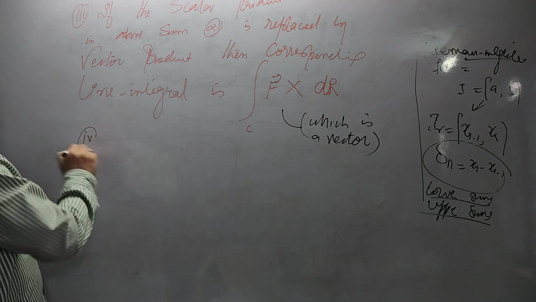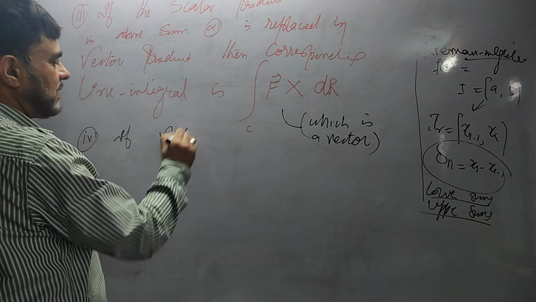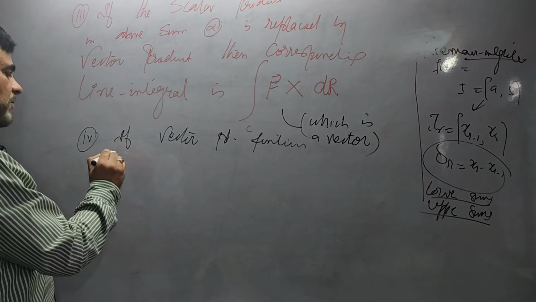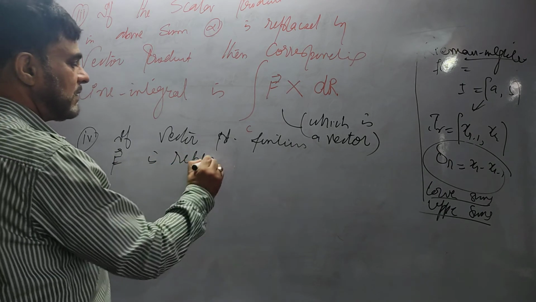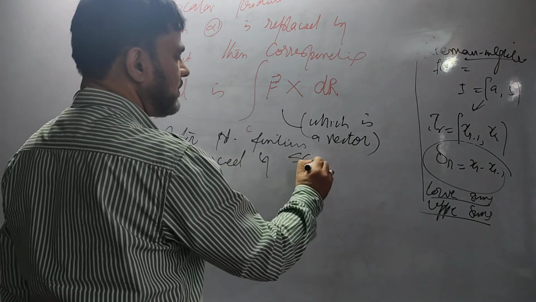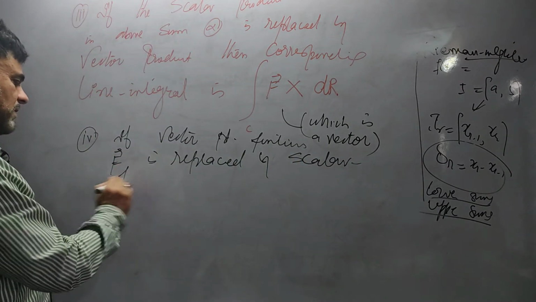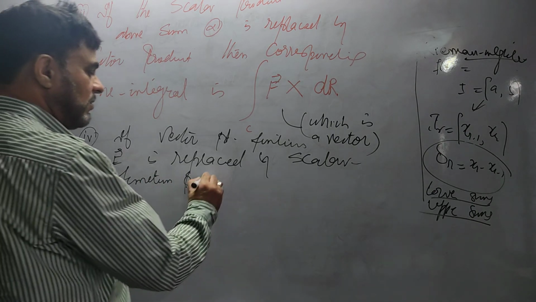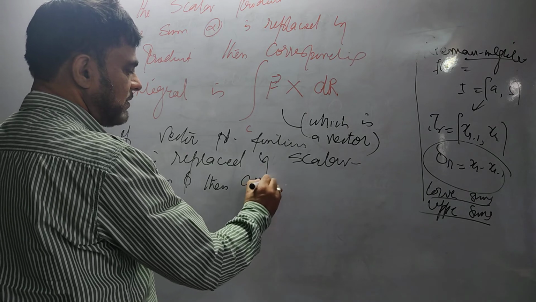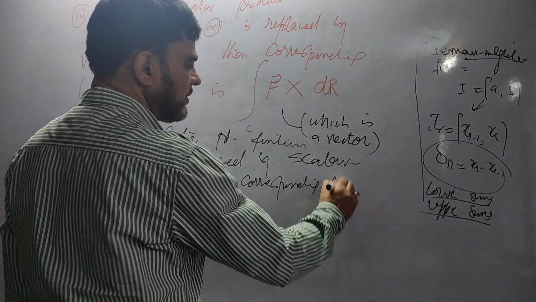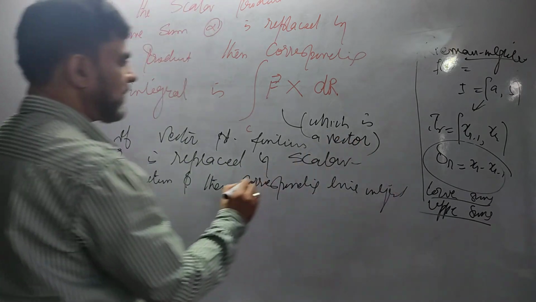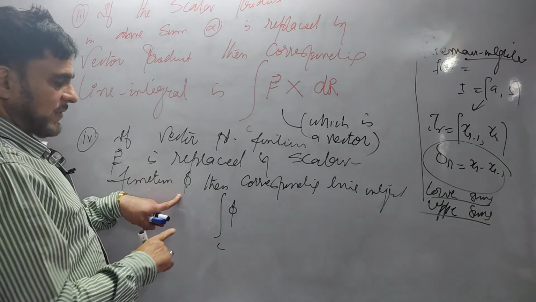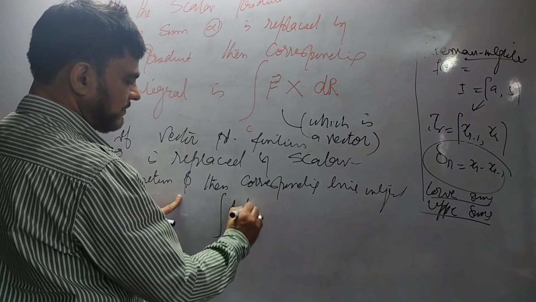I write one more point. If the vector point function f is replaced by some scalar function, then what is the corresponding line integral? Remember this, it is the integral over the curve C of phi dr, where phi is your scalar function.